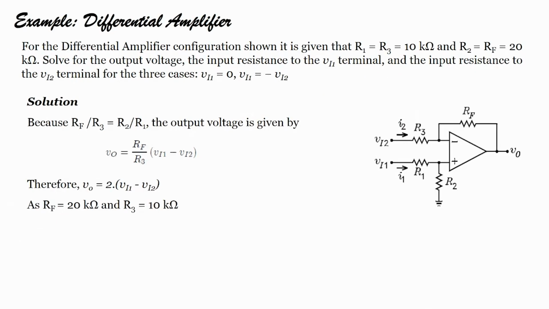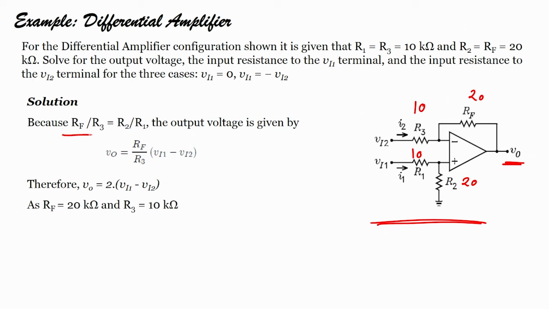Okay. So, let us solve an example. For the differential amplifier configuration shown here, it is given that R1 equals R3 equals 10 kilo ohm, so this is 10, this is 10, and R2 equals Rf equals 20 kilo ohm, this is 20, this is 20. Solve for the output voltage VO, the input resistance to the V1 terminal, and the input resistance to the V2 terminal for 3 cases, V1 equals 0 and V1 equals minus Vi2. So, let us see one by one.